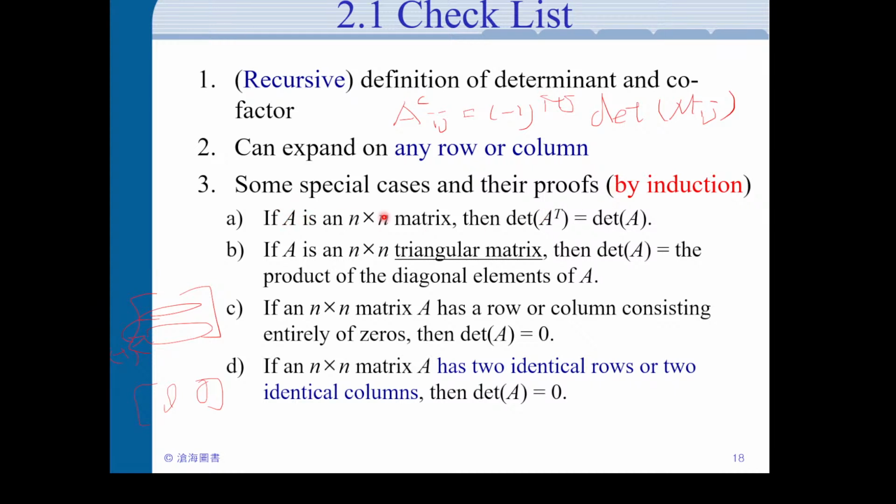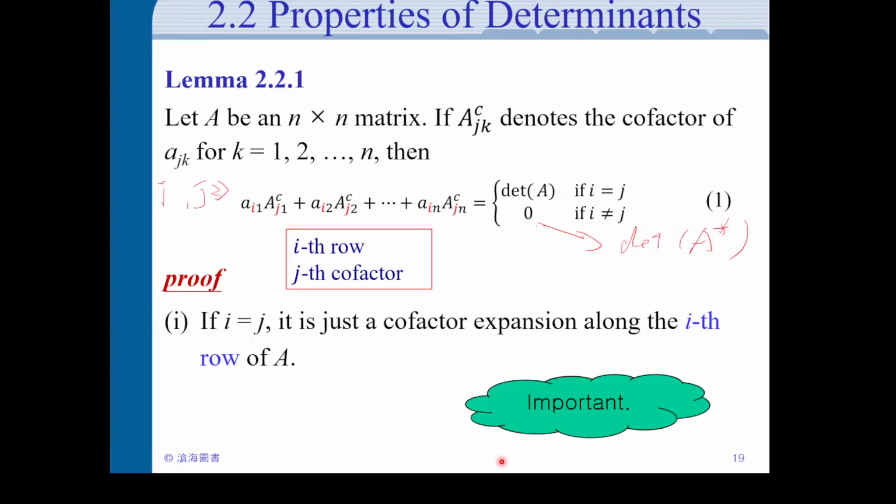First, if you have an n by n matrix, then the determinant of A transpose equals the determinant of A. Second, if A is any triangular matrix, then the determinant of A equals the product of the diagonals. Third, if you have a matrix with a row or a column containing entire zeros, then the determinant equals 0. And the next one is that if you have two rows or two columns equal, then the determinant of A equals 0. Any questions so far? If not, then let's keep going.